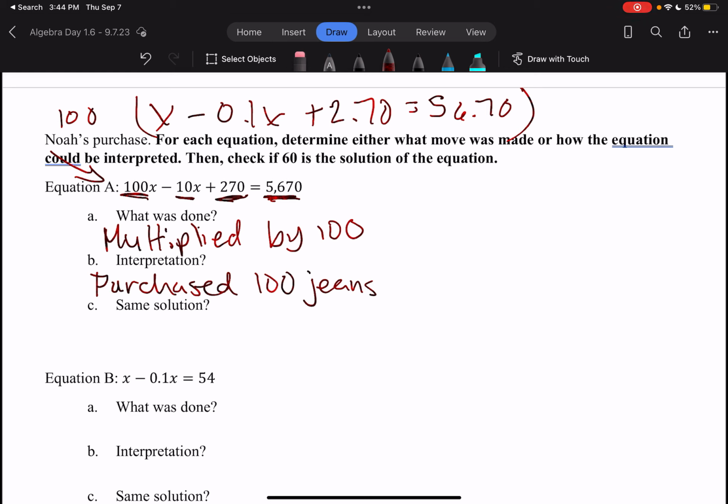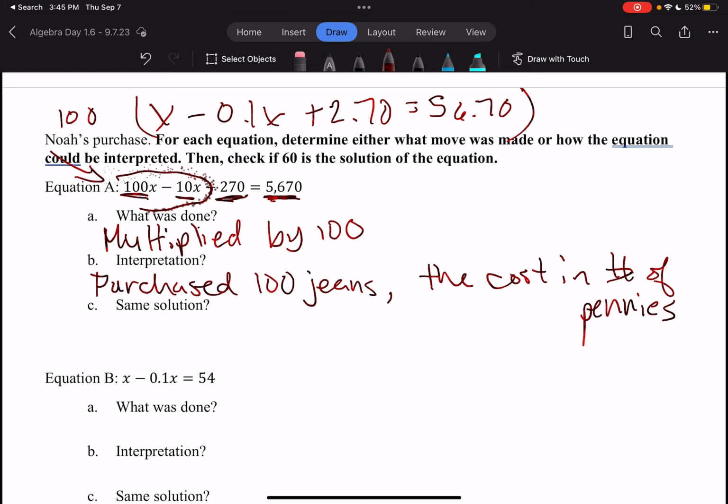Sure, that's possible. A couple other people said when we think about $1, what's in $1 is 100 pennies. So this could be the cost in number of pennies. All right. And then the question is, if I plug in 60, does this work too? So if I do, let's do 100 minus 10x is 90x plus 270 equals 5,670.